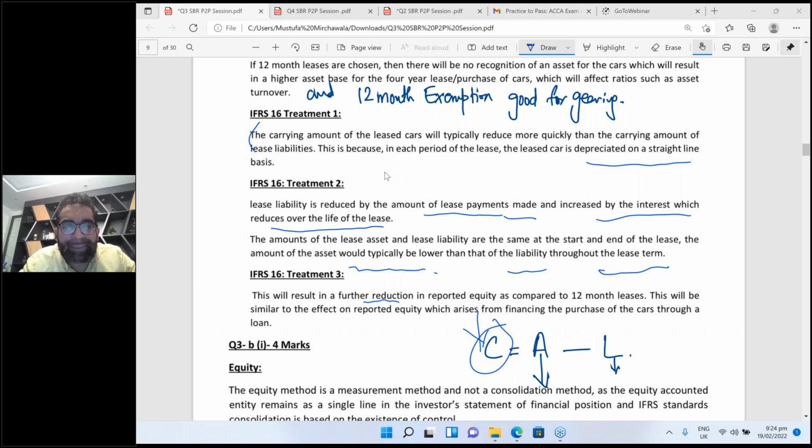C is net assets. C means capital. C is equal to A minus L, it means capital is equal to assets less liabilities. And capital means equity, and capital also means net assets.